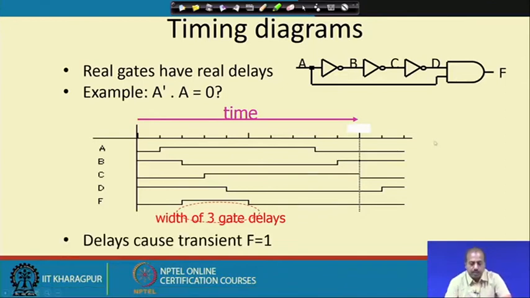So, here the width of this pulse will be equal to 3 gate delays, and the delays will cause a transient f equal to 1.